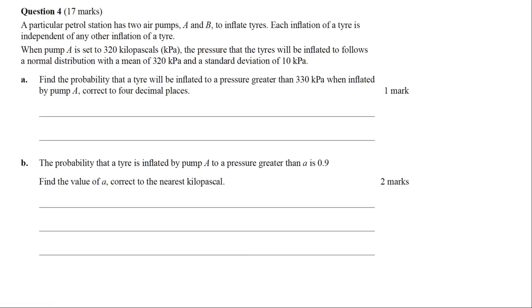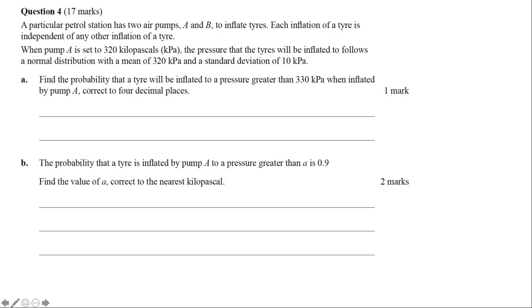Question 4 is merely about probability and statistics. Let's have a look. A particular petrol station has 2 air pumps, A and B, to inflate tires. Each inflation of a tire is independent of any other inflation of a tire. When pump A is set to 320 kilopascals, the pressure that the tires will be inflated to follows a normal distribution with a mean of 320 kilopascals and a standard deviation of 10 kilopascals.